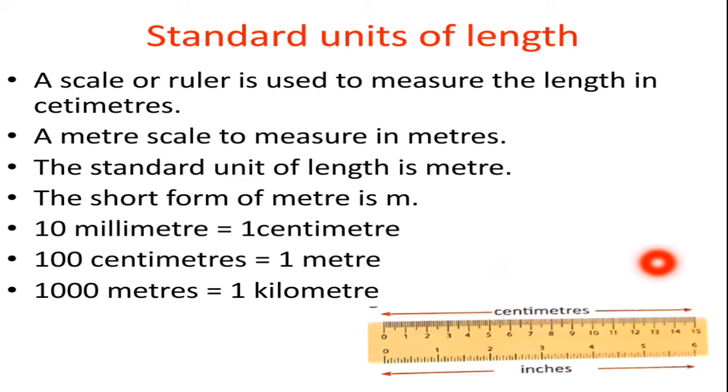A small scale will have from 0 to 15 centimeters, and a long scale will have 0 to 30 centimeters, and a meter scale will have 100 centimeters. So 10 millimeters makes 1 centimeter. 100 centimeters makes 1 meter, and 1000 meters is equal to 1 kilometer.